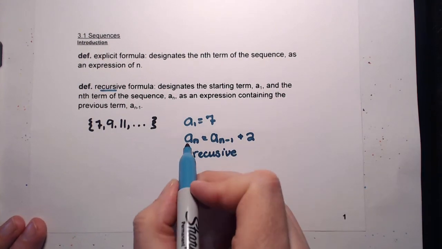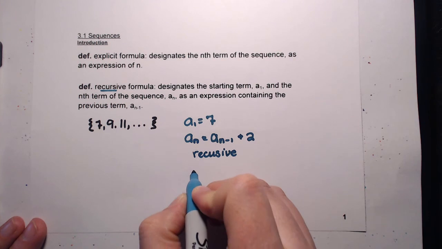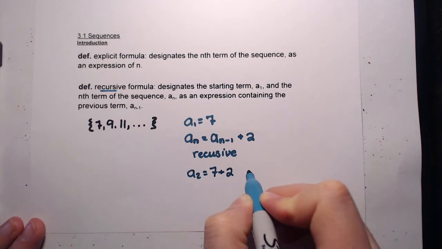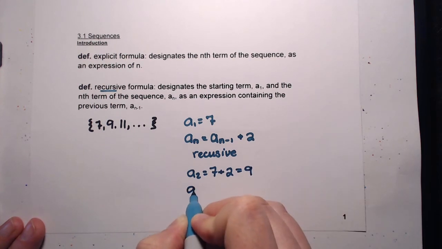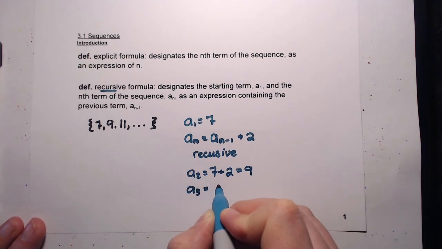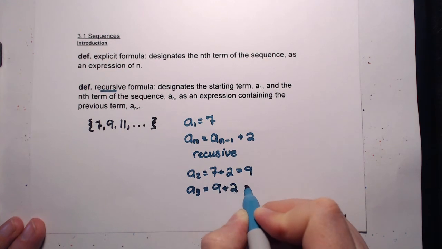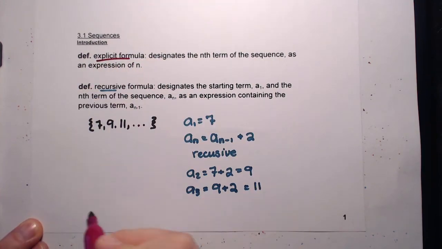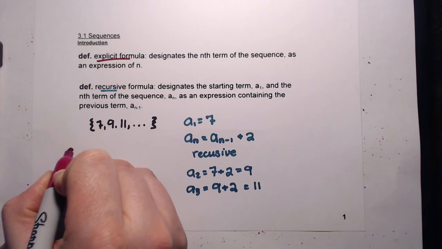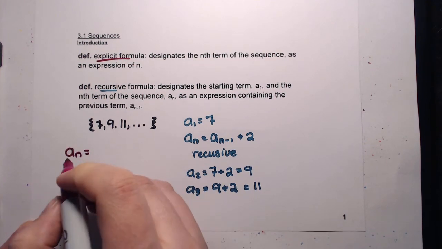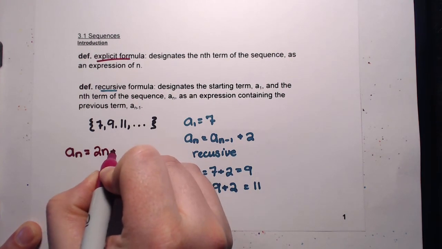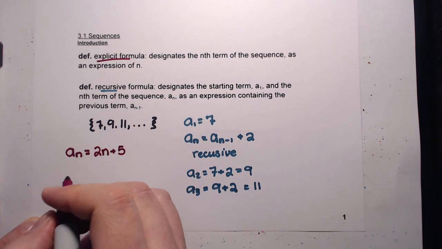So if I wanted my second term, I would take my previous term and add 2. If I wanted the third term, take your previous term and add 2. And that continues on. If I want to look at an explicit formula for this, that's actually going to be 2 times the term number plus 5. And I'll show you why in a second.